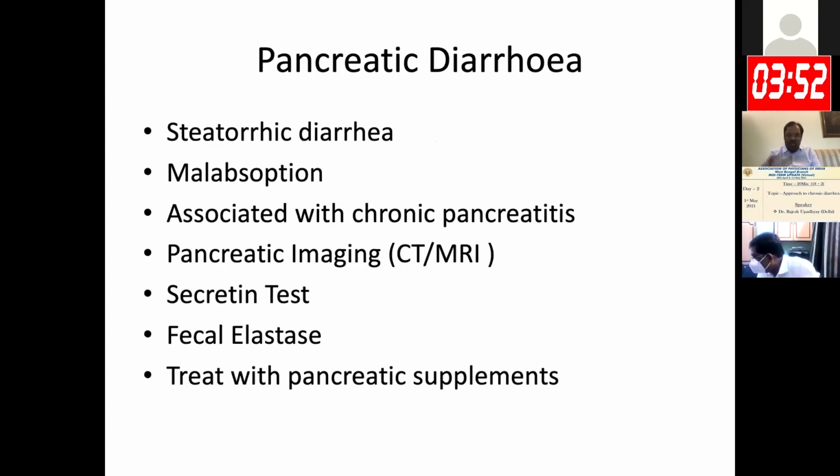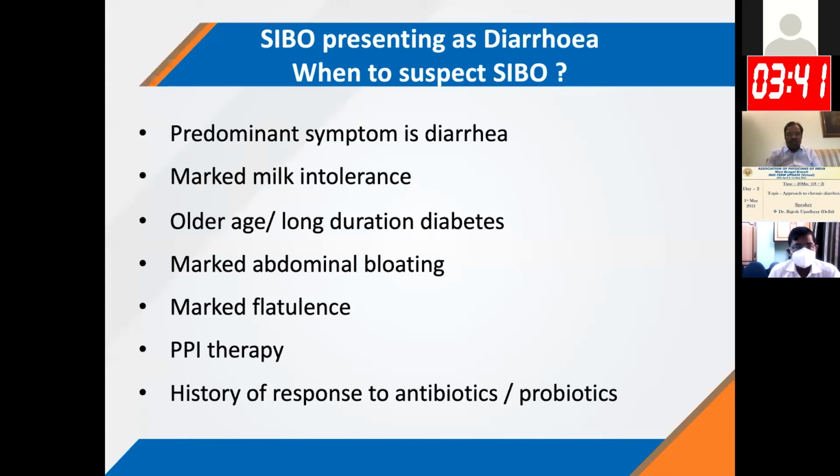Pancreatic diarrhea, I've already mentioned, is a steatorrhea type of diarrhea, and imaging becomes important. Fecal elastase test is very commonly done, and treat with pancreatic supplements.